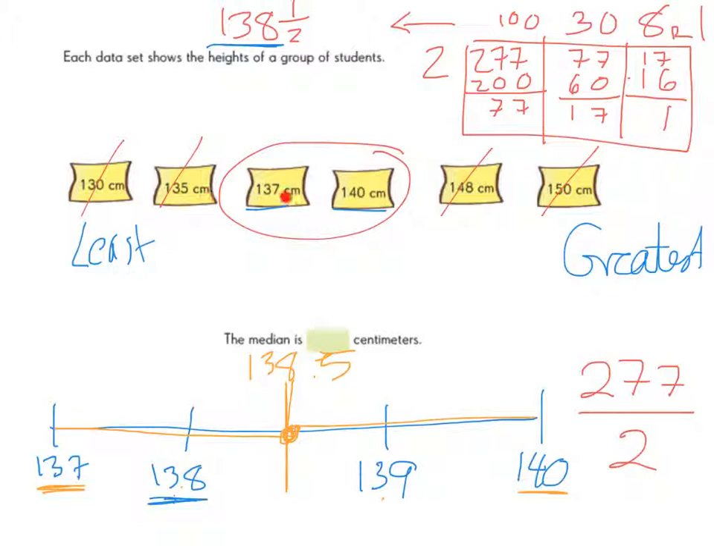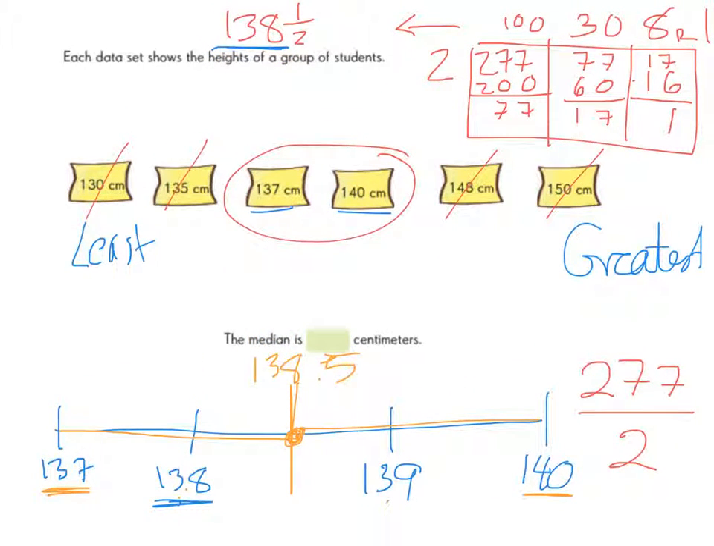When we look at these 6 pieces of data, we end up with 137 and 140 as the 2 middle points. We have to find the average, which we can do by dividing or using a number line. The median of this data is 138.5. So let's review for a few seconds.